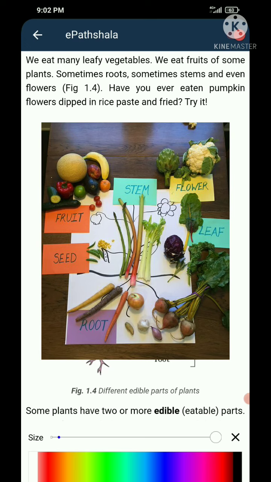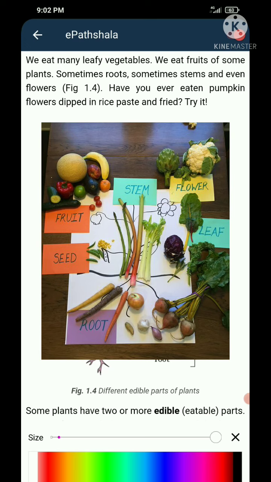Next, stem. Stem is like potato, onion, ginger. These are examples which we eat as a part of the stem. Leaf: spinach, coriander, mint. These are examples of leaves we consume. Next is root. Root is like potato.